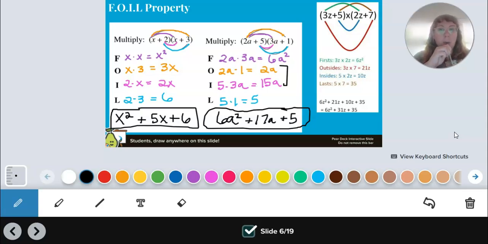Beautiful. And there's an example over on the right as well. You can see it drawn out. If you prefer this over the box method, you can always use this. If you like the box method better, you can always use the box method. So these are just two different ways to multiply binomials. Let's look at slide 7.